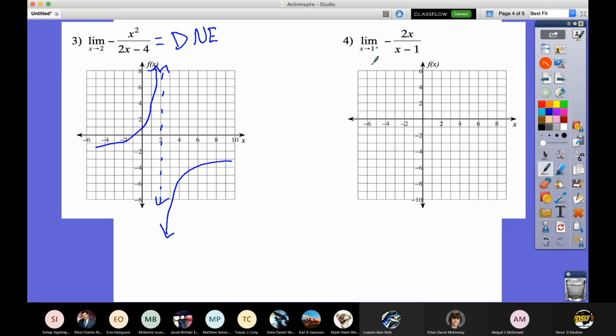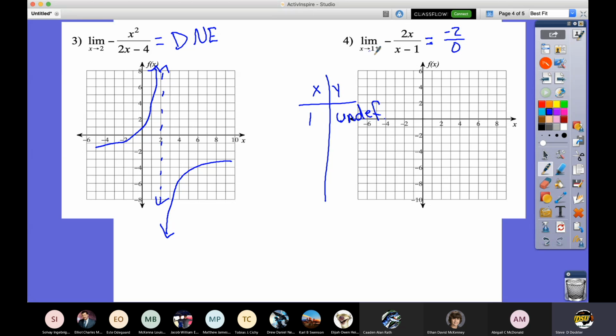Number 4: limit as x approaches 1 from the right of negative 2x over x minus 1. All right, so first thing we do, we plug in the 1. We get negative 2 over 0. We've got to do something else. I don't really want to graph this, but we know at 1, it's undefined.